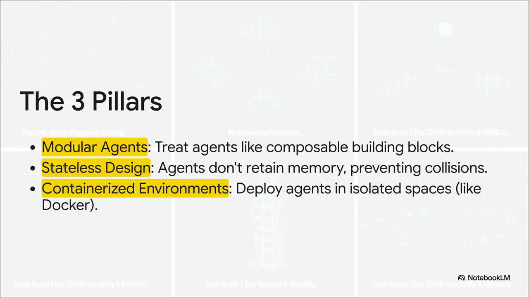First up, modular agents. Seriously, think of them like Lego bricks that you can snap together in all sorts of new ways. Second, a stateless design. This is so important. It means agents don't hang on to old information from past jobs. Why does that matter? Because it stops them from making decisions on outdated data that could crash into what another agent is doing right now. And third, containerized environments. Think Docker, which give each agent its own little isolated sandbox to play in.